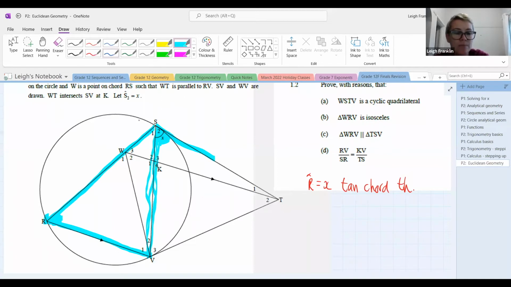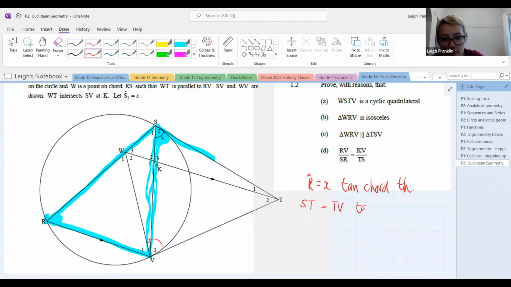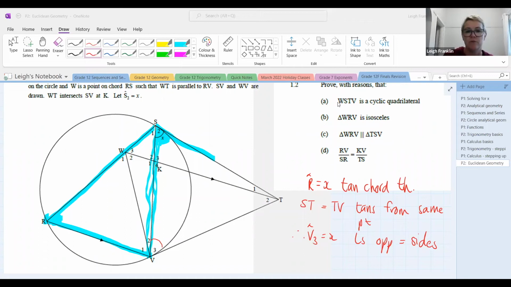Now, as Diana was saying, V3 is also equal to X, but the correct thing to say here is this: ST equals TV, tangents from the same point, which is something you guys have already identified. So therefore, V3 equals X because of angles opposite equal sides. Okay, good. I'm glad.